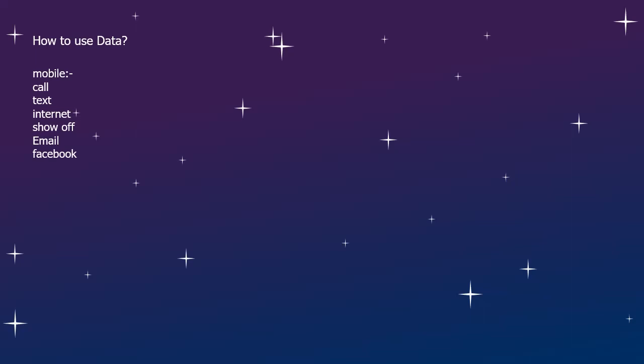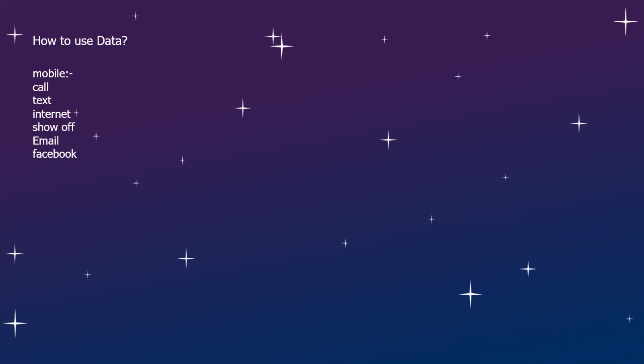For instance, I have given you an example here: the mobile. Everyone has a mobile nowadays. Maybe you are watching YouTube on the mobile. Suppose the mobile is the whole data, and you can use this mobile for various purposes. You can use it for calling, for text, for internet, or you can just show off to get a girlfriend or something like that. You can use it for email, or for Facebook, Twitter or Instagram, whatever you use. All these things can be done on the mobile phone itself.